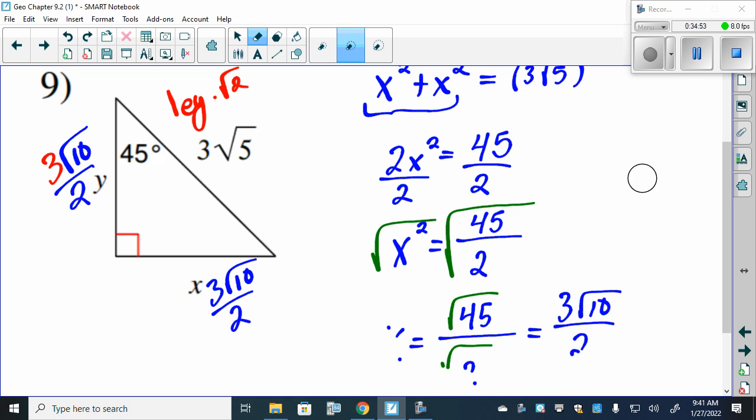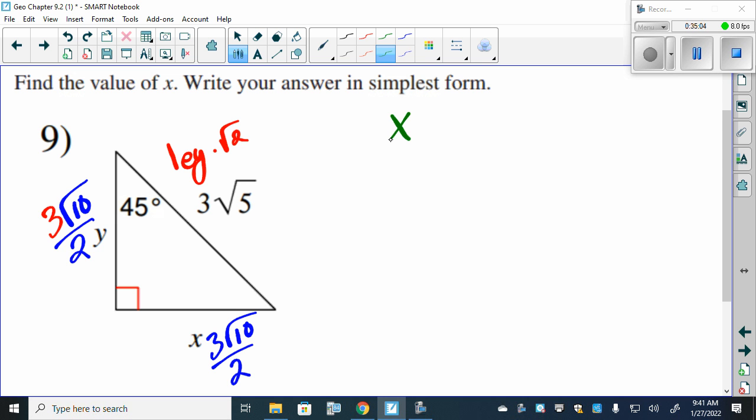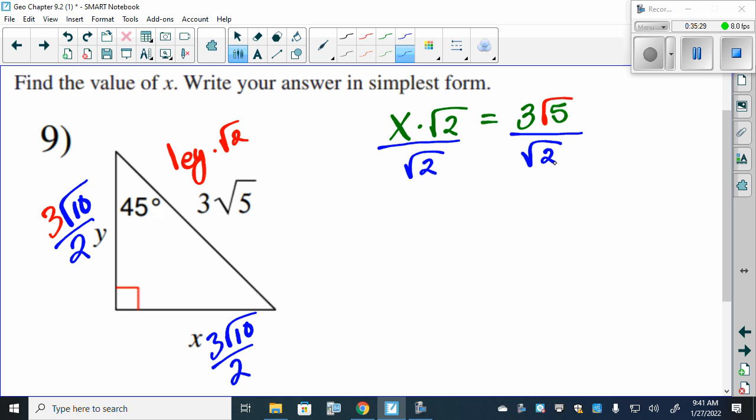Well, with just the last one, we did have a little bit different way to look at this, yes? Because we're saying that also the leg's length x times the square root of 2 should give us what? 3 square root of 5, yes? Because the hypotenuse is always the leg times the square root of 2. Well, if I want to get the leg by itself, what can I do? Divide both sides by square root of 2. Well, these here would cancel out.